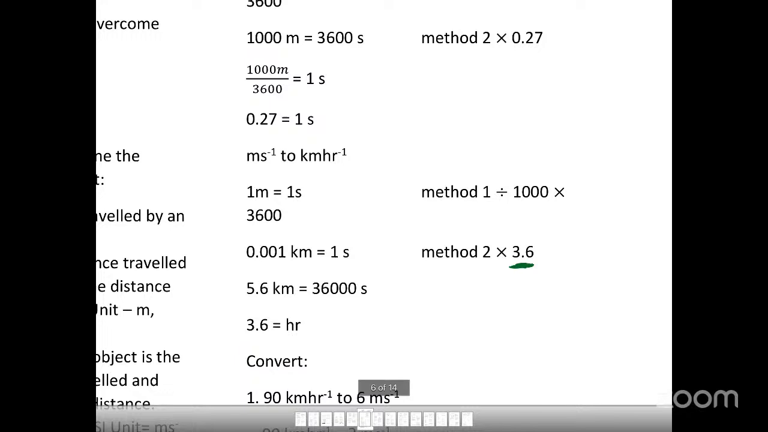Okay, this is a quick trial. Do me a favor: take 100 kilometers per hour and convert it to meters per second. Any method you want, right? Take kilometers per hour and convert it to meters per second.